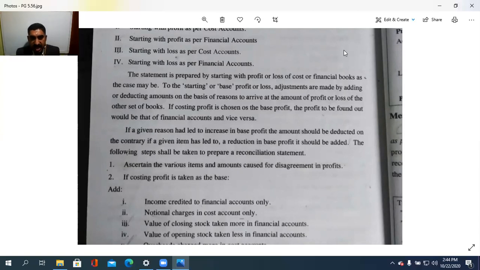If a given reason has led to an increase in the base profit, the amount should be deducted. On the contrary, if a given item has led to a reduction in the base profit, it should be added. The following steps shall be taken to prepare a reconciliation statement. Ascertain the various items and the amounts causing disagreement in profit.